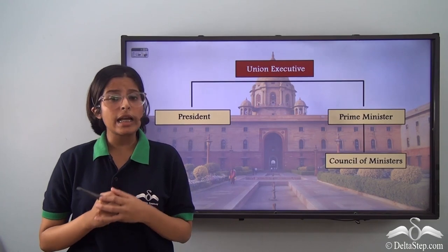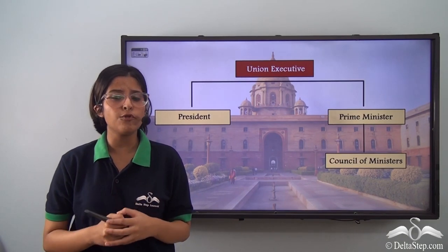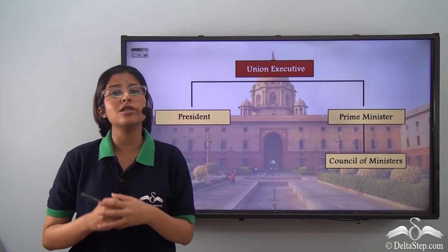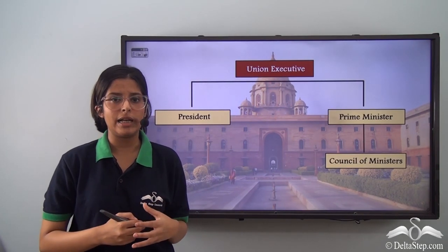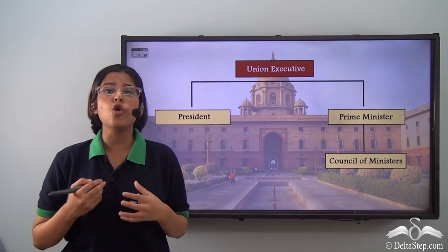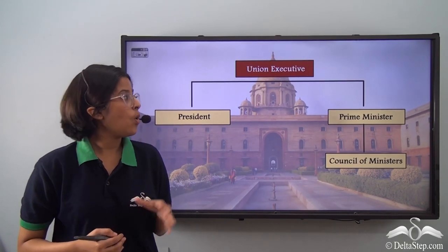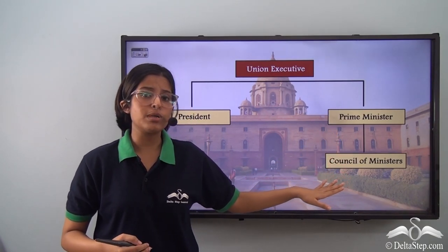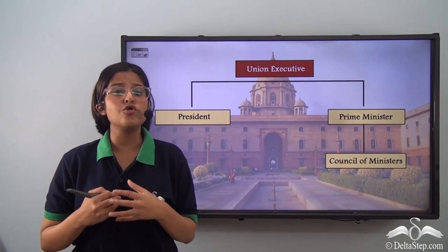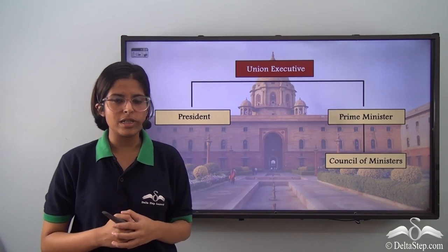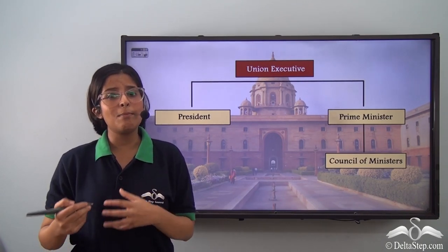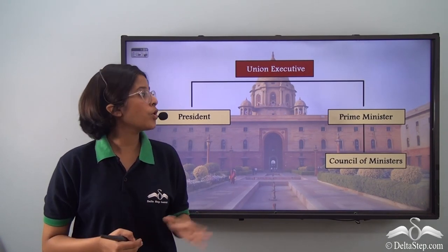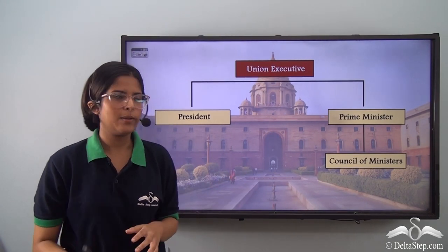It's because in India we have a parliamentary form of government where the union executive has a real head and a nominal head. The president is the nominal or the ceremonial head, while the real head is the prime minister and his council of ministers, and they have the real power of running the government. All the good things and bad things that happen in the country are generally associated with the Prime Minister and his council.